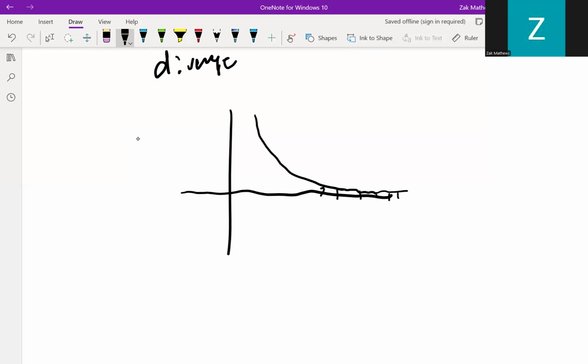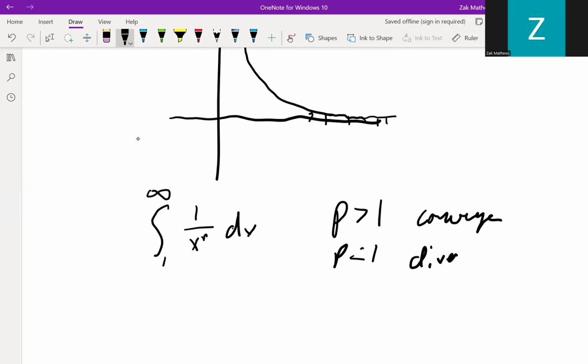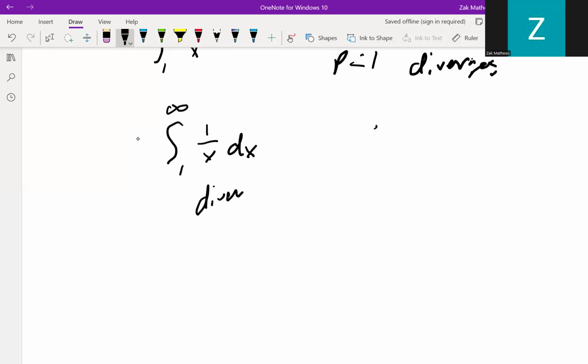So the question becomes, does this collapse? Does the height of the rectangle become so small that even though we continue to add widths, this area is converging towards a single number? We've already talked about the p cases, the integral of x to the p dx. If p is greater than 1, it converges, and if p is less than 1, it diverges. So picking out two cases in particular, the integral from 1 to infinity of 1 over x dx would diverge, and the integral from 1 to infinity of 1 over x squared dx would converge.